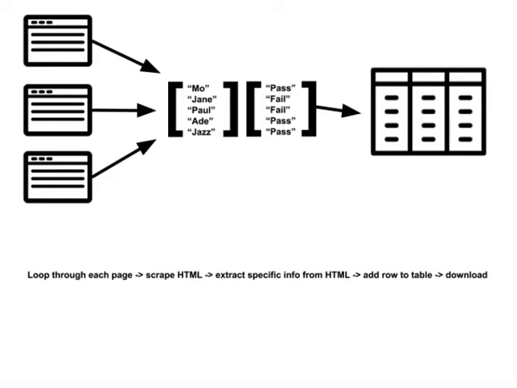On the left, you've got the different web pages. You might see that list on the left as the list of URLs of different web pages. The scraping code then goes through each of those items in the list, each of those web pages, and in this example here, it's extracting a name. So we've got Mo and Jane and Paul and Addy and Jazz. And then on the right, we've got a pass or fail mark on each of those pages. So on page one, for example, the name is Mo and the grade is pass. On page two, the name is Jane and the grade is fail, and so on. So that list is then converted into some data through the process of scraping.